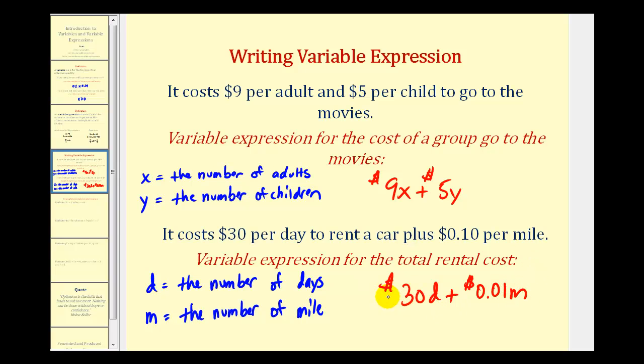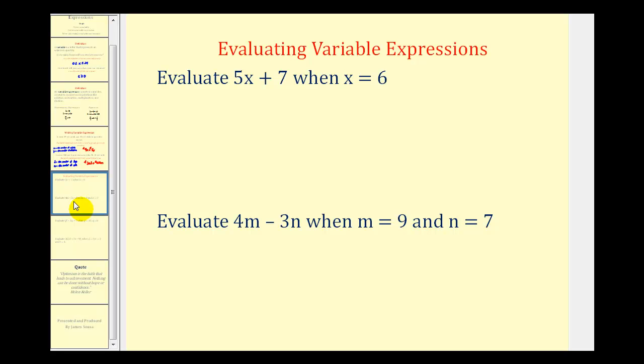Now a lot of times you'll see variable expressions where they leave the units off. Notice on these two examples I did include the units or dollars in each case, but sometimes you won't see that in some textbooks. Let's go ahead and finish by practicing evaluating variable expressions. For this first example, we want to evaluate 5x plus 7 when x is equal to 6. The first thing to remember is that 5x means 5 times x, plus 7. So if we're given that x equals 6, we're going to substitute or replace x with the value of 6. So we'll have 5 times 6 plus 7.